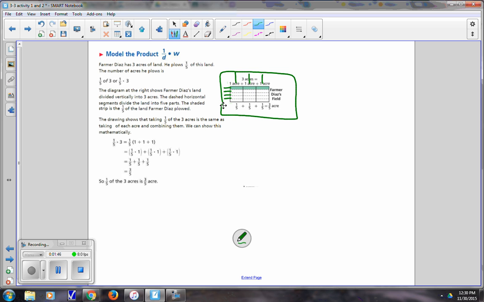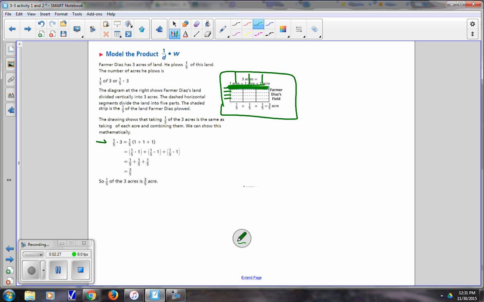The drawing shows that taking 1/5 of the 3 acres is the same as taking each acre and combining them. We show this mathematically. So you can't divide 3 acres like our number lines that we were doing in lesson 2 into 5 parts equally. So they took the acres horizontally and divided them. So 1/5 would be this mark right here. 1/5 of 3.